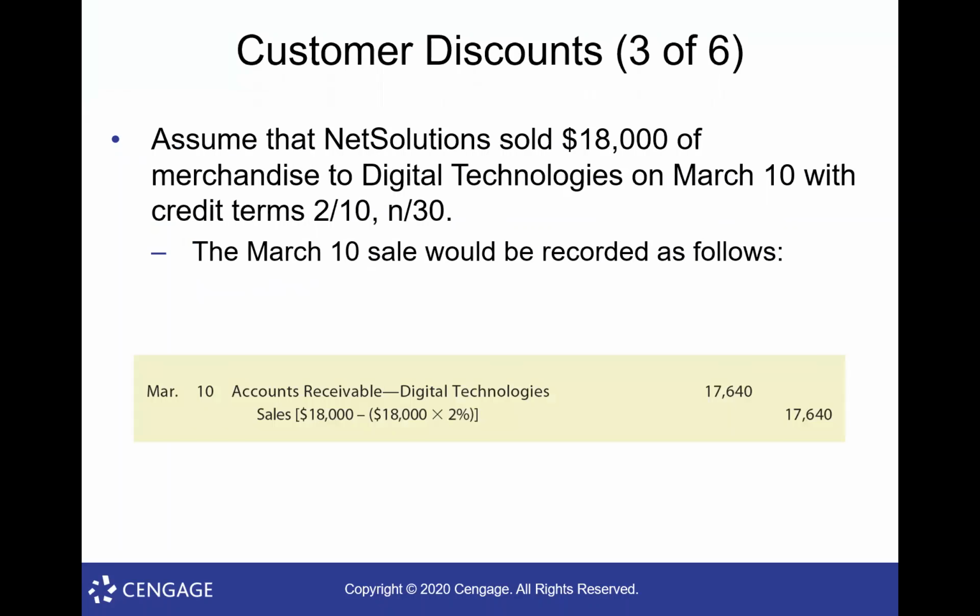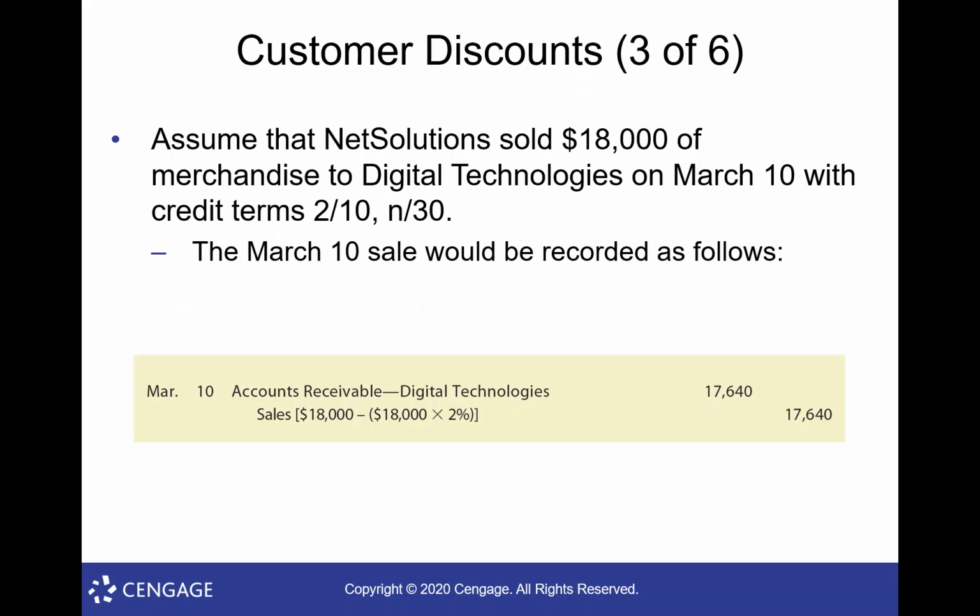So assume Net Solutions sold $18,000 of merchandise to Digital Technologies on March 10th with credit terms of 2/10 net 30. The March 10th sale would be recorded as follows. So this business is using, there's sort of two ways of thinking about this, okay?